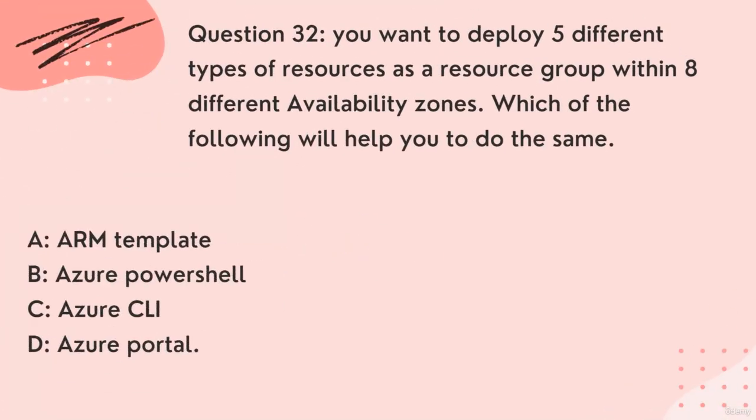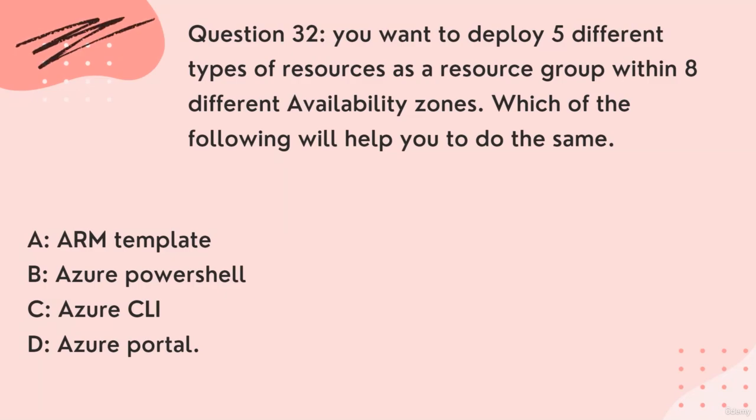You want to deploy 5 different types of resources as a resource group within 8 different availability zones. Which of the following will help you to do the same? Over here you can see that we have to do multiple deployments, like we have to deploy 5 types of resources within 8. That means we have to altogether deploy 40 resources. So doing them one by one can be a very tedious task, can take too much time and effort from an individual. And there can be a possibility that consistency cannot be maintained if we try to deploy each and every resource individually.